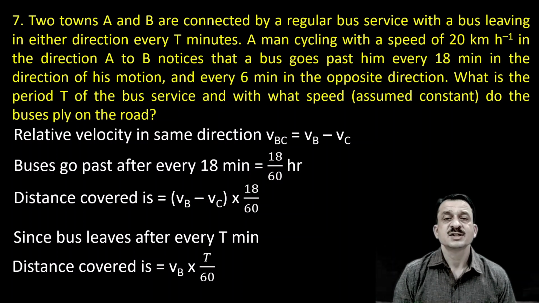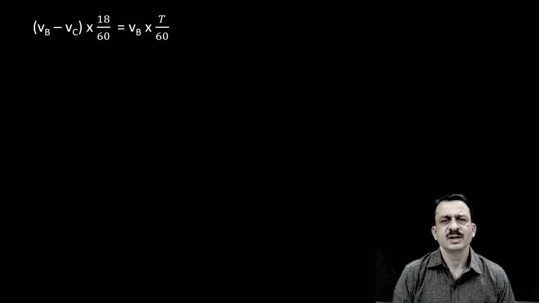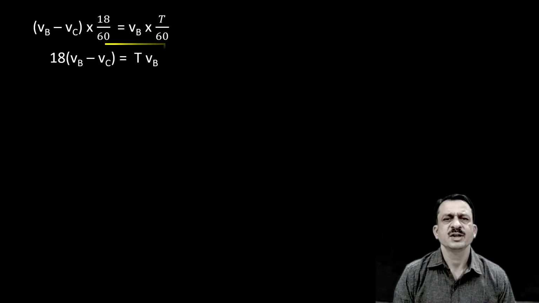Now these two distances are equal. Therefore we will equate them and get an equation. (VB minus VC) into 18 by 60 is equal to VB into t by 60. The 60 gets cancelled, therefore we simplify this to 18 into (VB minus VC) is equal to t into VB. Okay, now this is one equation we are getting.